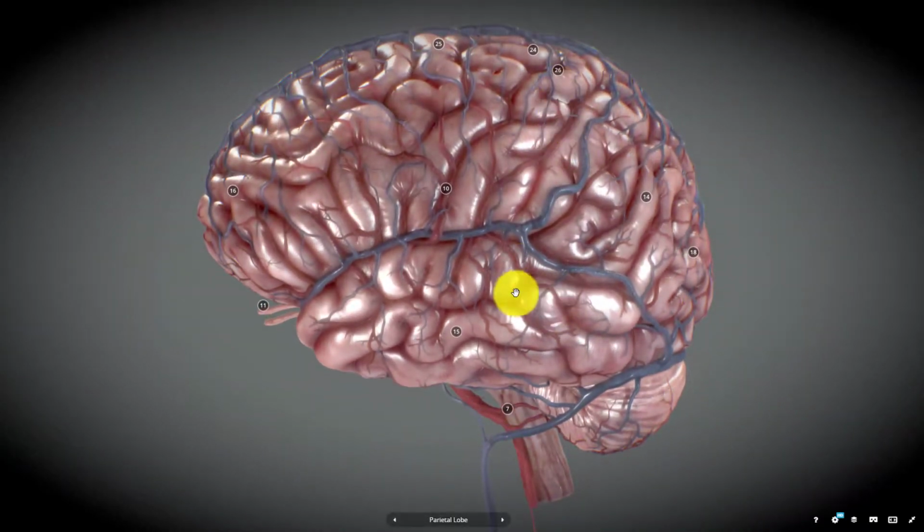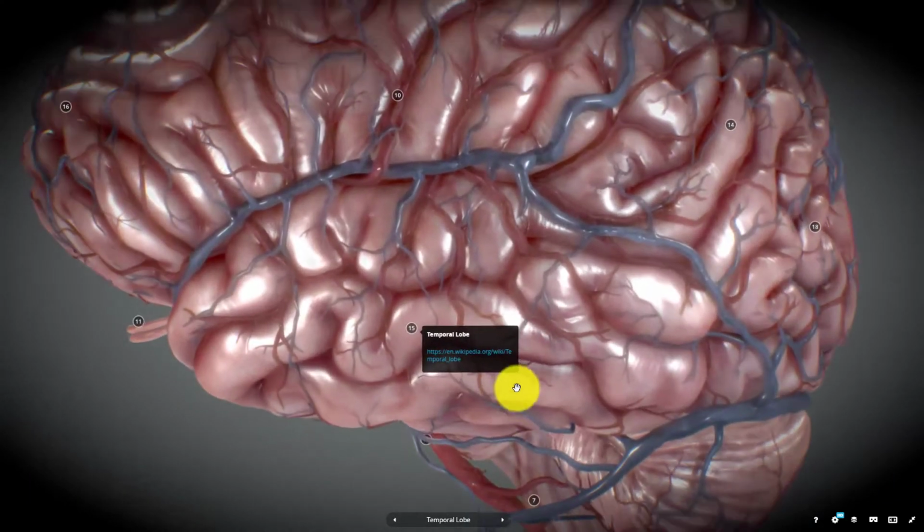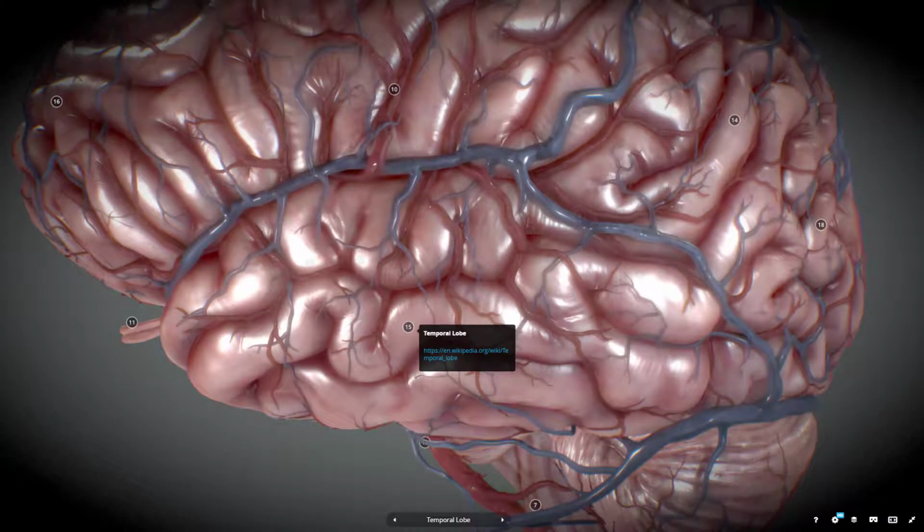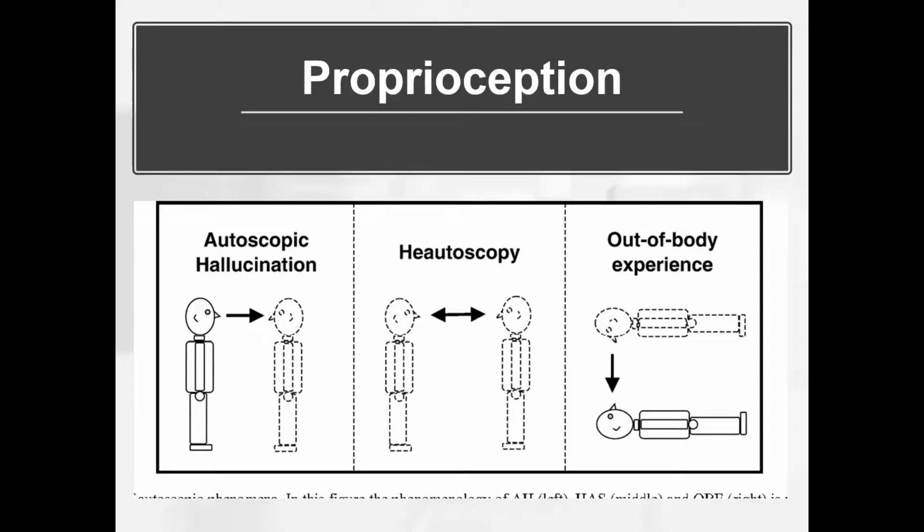Inferior to the parietal lobe and the frontal lobe, and in the most lateral part of the brain, we have the temporal lobe. The temporal lobe contains things such as the auditory cortex, which, like the visual cortex, helps us process raw sensory information, but in this case, auditory. It also houses other sensory systems. One very interesting one is what we call proprioception. Proprioception is understanding where your body is in space.